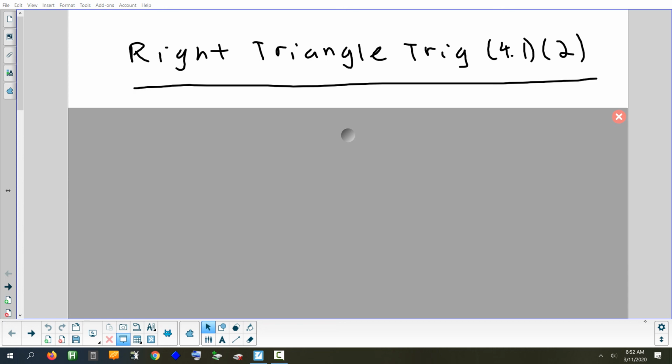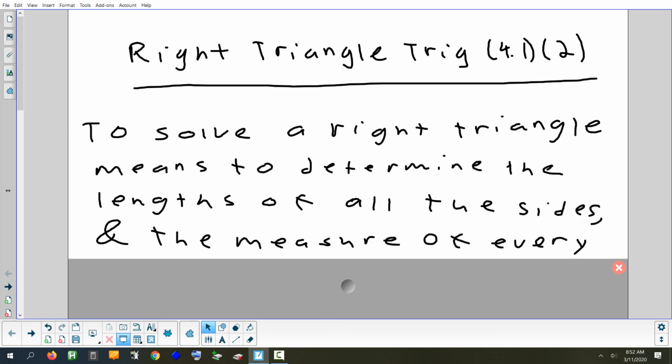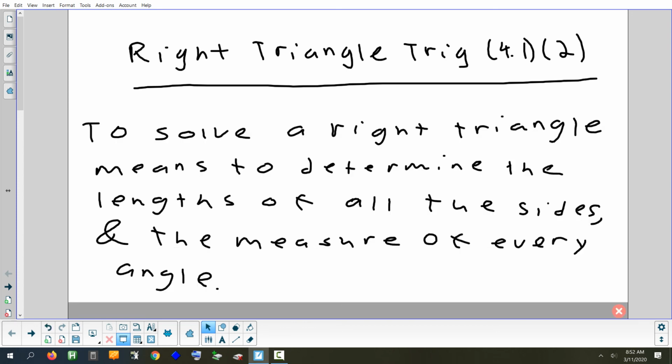So last part of section 4.1, we're going to look at right triangle trig. And the goal in this part is to solve triangles. That's what it means to solve a triangle. Figure out how big every side is and how big every angle is.